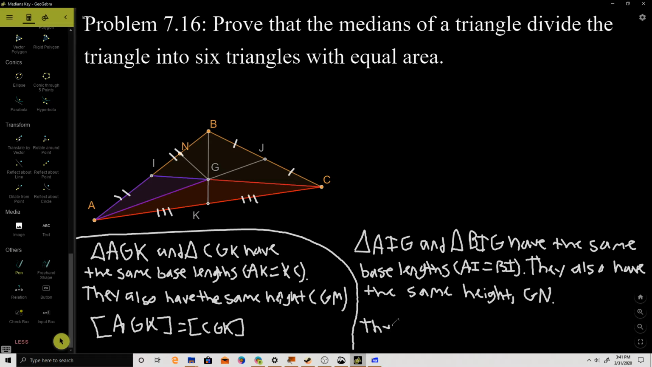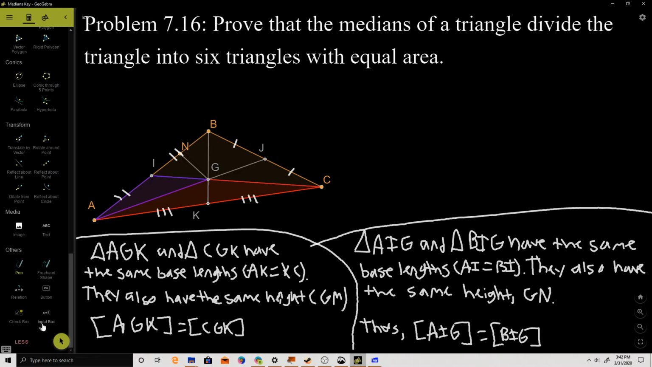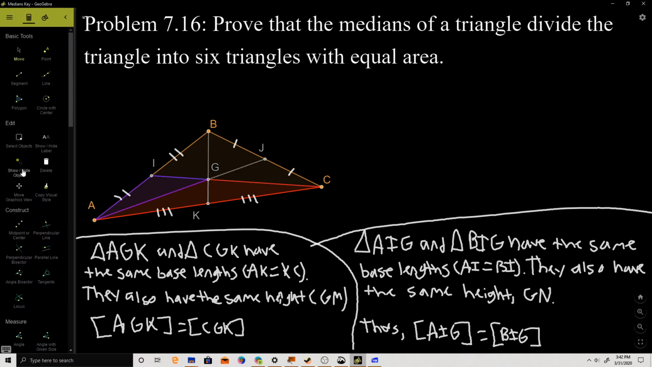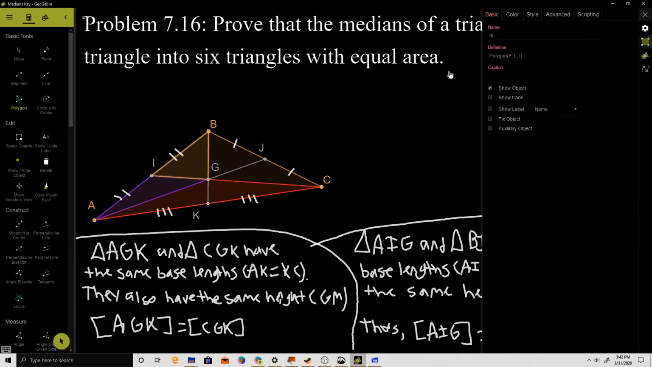Thus, since the bases are the same and the heights are the same, we have that the area of AIG is equivalent to the area of BIG. Same height and same base. So, let's get rid of some of this extra stuff I do not need anymore. And I will also shade in the other triangle, that same purple color, to show that they have the same area.